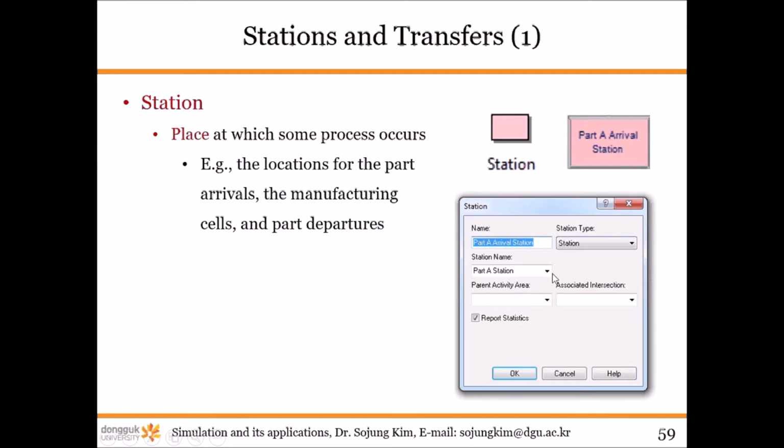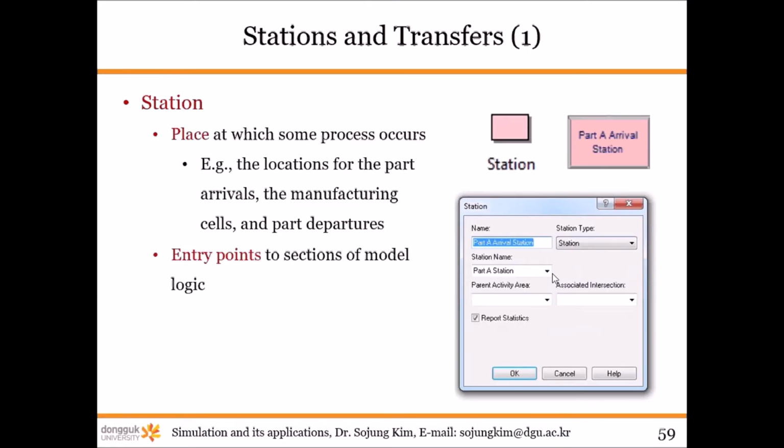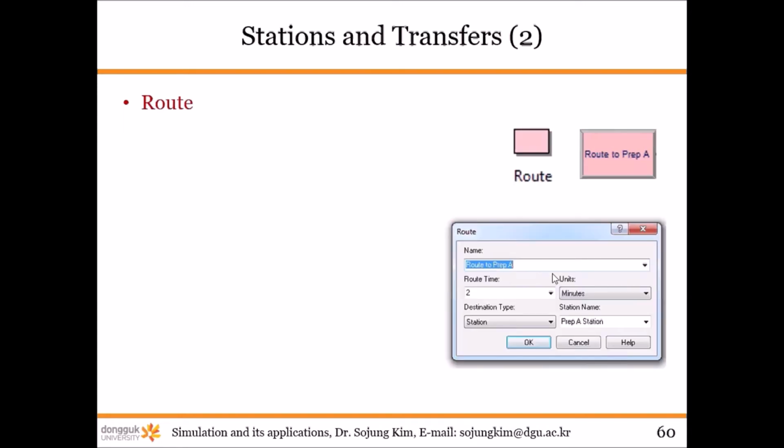Once you have a station, the entity in Arena can recognize each location. You have to have two stations for your entity, right? A starting point and an ending point, or origin and destination. Something like that.